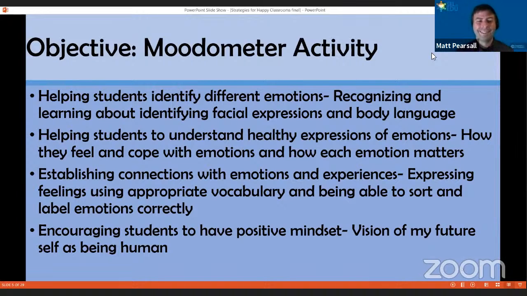It is about establishing connection with emotions and experiences, expressing feelings using appropriate vocabulary, and being able to sort and label emotions correctly. If I'm able to label them correctly, I will be able to recognize them, regulate them, and understand when it happens with my peers. It helps me in relationship building when I'm able to understand who you are and who others are. It also helps in responsible decision making and encouraging students to have a positive mindset. That is what we are all looking at when we talk about social emotional learning.